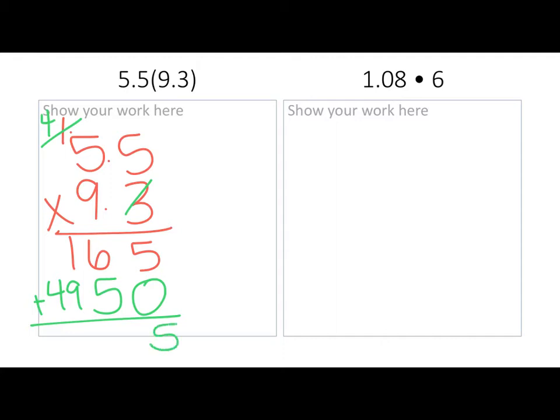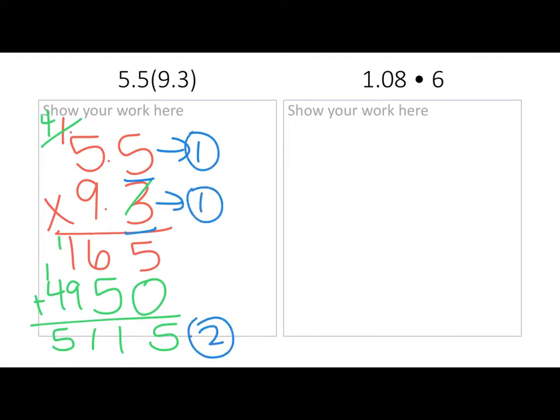We're going to add again. So let's talk about how many places are behind the decimal. 1 here, 1 here. So there's going to be a total of 2 in our answer. 1, 2. So the answer is 51 and 15 hundredths. If you want to circle your answer at the end, it just helps us to be able to see that a little bit.